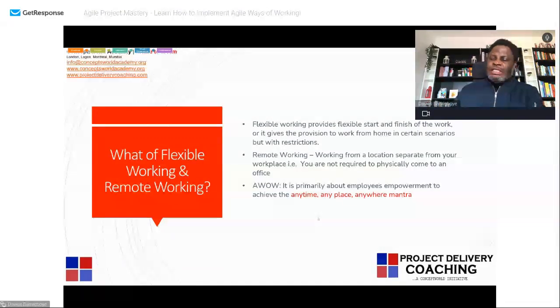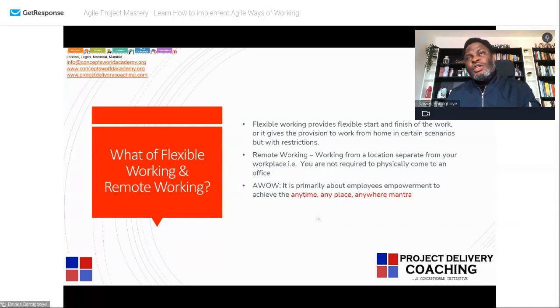So remote working is a precursor to agile ways of working because when you have agile ways of working, you might have people physically in the same territory where your company is operating from. You might also have people who are remote, but a combination of flexible working and remote working will be encapsulated in the agile ways of working. Why? Because agile ways of working really is about employee empowerment. Okay, so that you can achieve the anytime, any place, anywhere mantra.